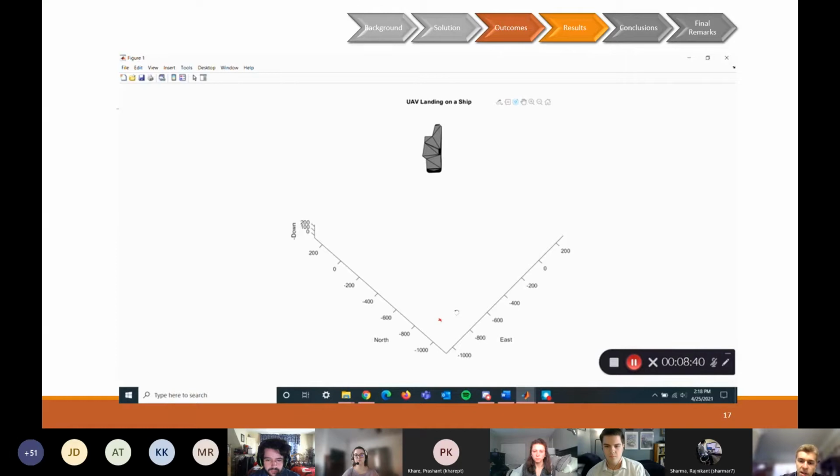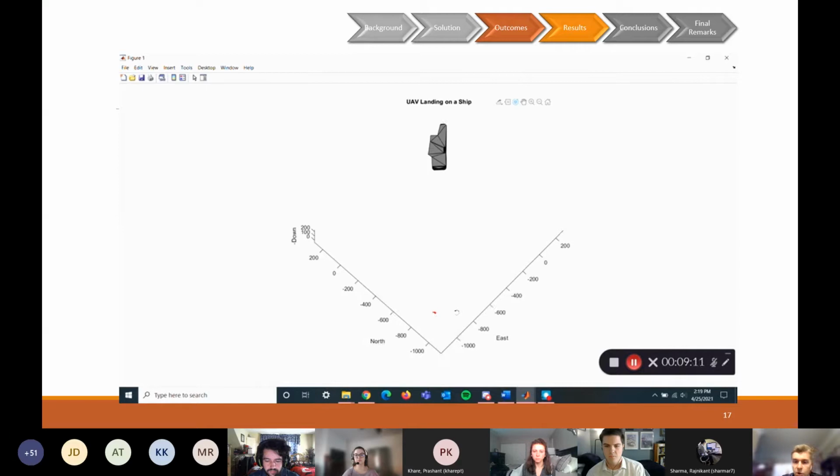Also of note is that this test case was just sort of chosen at random. There was no specific reason we chose the carrier at about a 45-degree heading angle. The way we have this designed is that the carrier can be placed at any location and the UAV can start anywhere and it will successfully land.